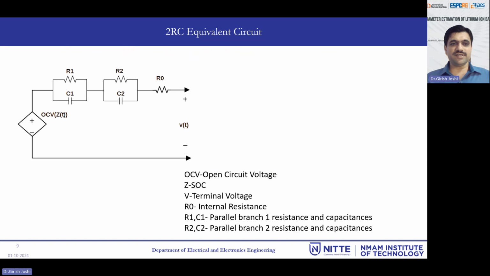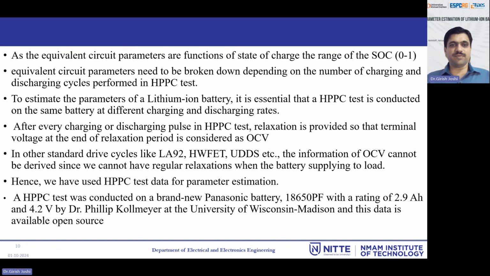Here we can see the 2RC equivalent circuit model. As we can see here, we have a dependent current source, where OCV is a function of SOC. Two RC branches we are having, R1, C1, R2, C2, and R0 stands for the internal resistance of the battery. As the equivalent circuit parameters are functions of state of charge, the range of SOC is 0 to 1.